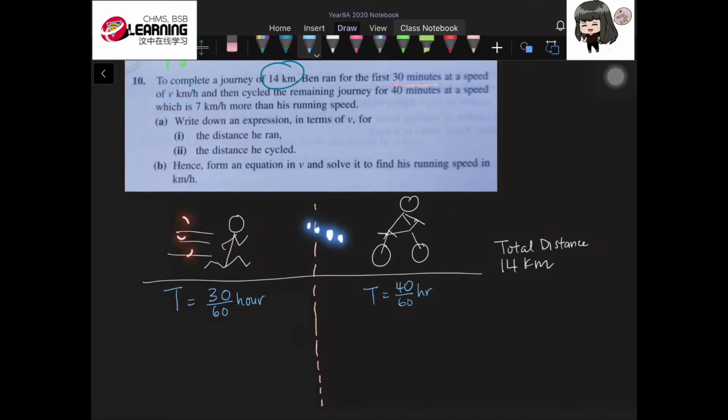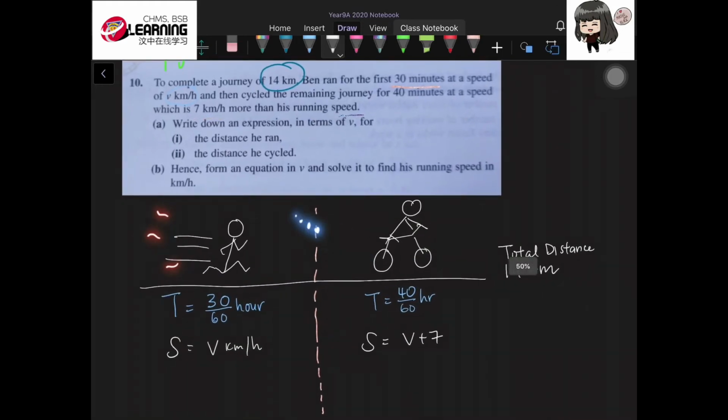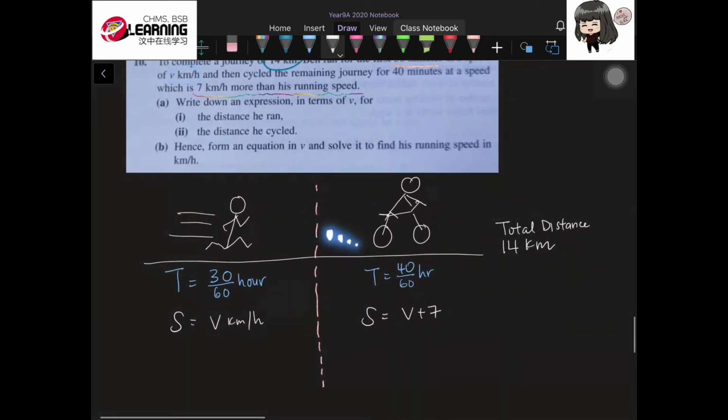Okay, so we have both the time already. Now, they give you the speed also, right? The speed for Ben to run is v kilometer per hour. And the speed for cycling is what? Let's look back at this. 7 kilometer per hour more than his running speed. So it means that the speed of running is v, and more than, so you plus 7. Okay, so you have put all this, the one sentence, into this diagram, or the table.